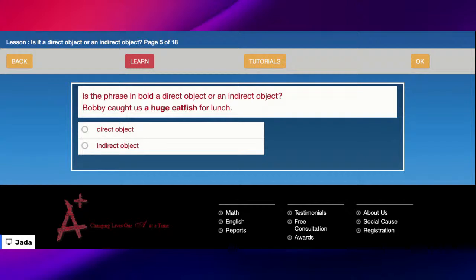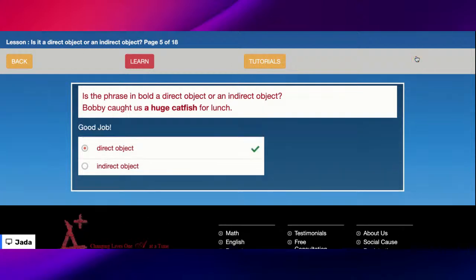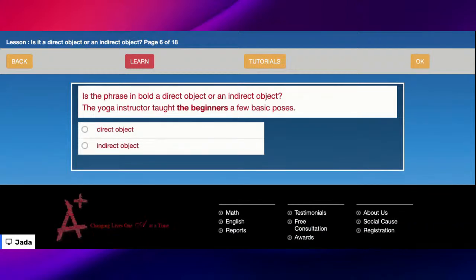Okay, let's go with 1, direct. Good. The yoga instructor taught the beginners a few basic poses. So is it direct or indirect? So what's this one? Is this one direct or indirect? Let's see your answers, guys.